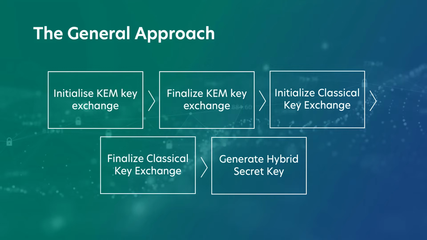So the general approach is summed up in this diagram. It's fairly straightforward and it looks like any normal key exchange, except it appears that you're doing it twice. Basically we initialize a KEM exchange, finalize the KEM exchange, perform the classical key exchange that we normally use, and then take the outputs from both of these, generating a hybrid secret key at the end.